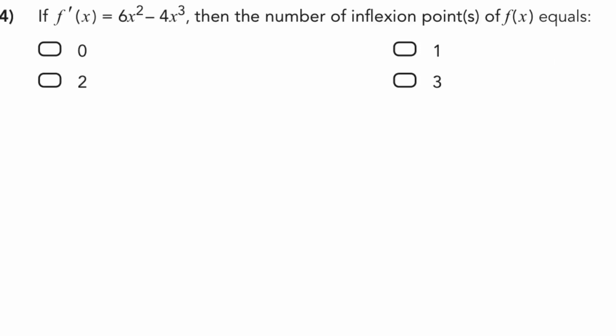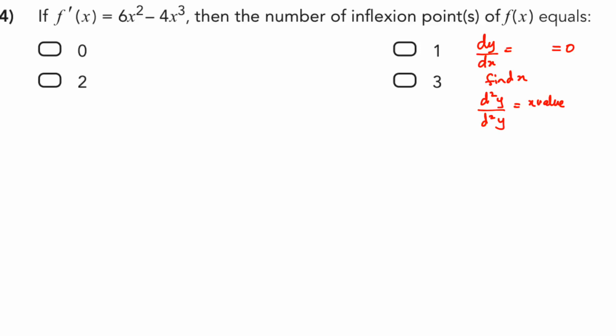In question number 4, if f dash x is equal to 6x squared minus 4x cubed, then the number of inflection points of f of x equals. Before we begin this question, there are certain things you need to know. Whenever we are talking about inflection points, maximum or minimum, first we differentiate and make our gradient equal to 0 and find x. After you find x, we double differentiate and substitute your x value.